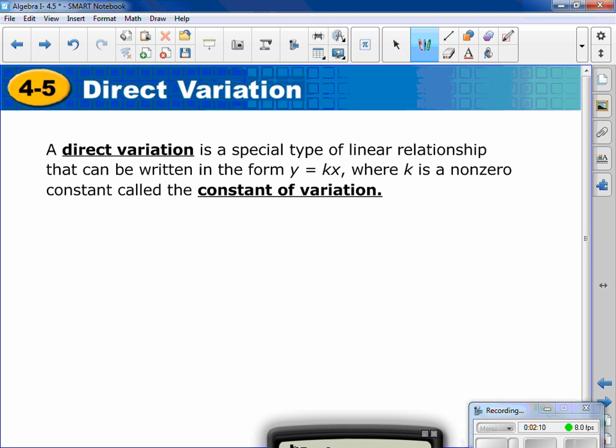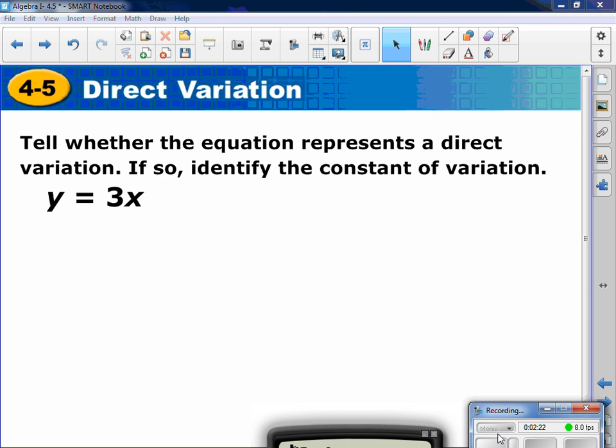The difference between this and a normal equation, there's no other numbers. It's just y equals kx. I have y equals 3x. I want to tell whether or not this equation represents a direct variation. If it does, we want to know what the constant of variation is. Is this in the form of y equals kx? Yes. What would be my k? What would be my constant? 3. So the constant is 3.